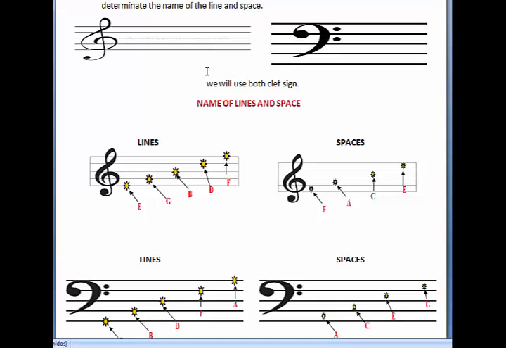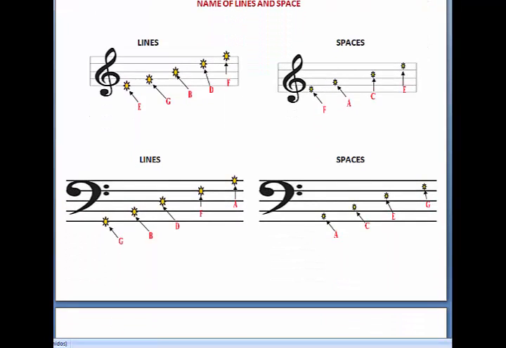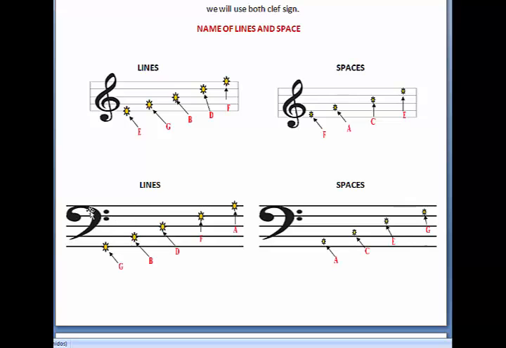Now let's go to the bass clef. This is the bass clef. The lines are different from the G clef. You see different names on the lines and different names on the spaces.